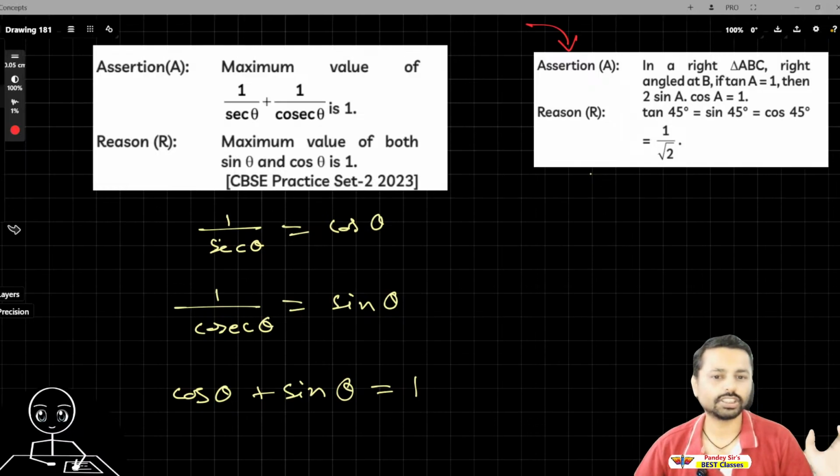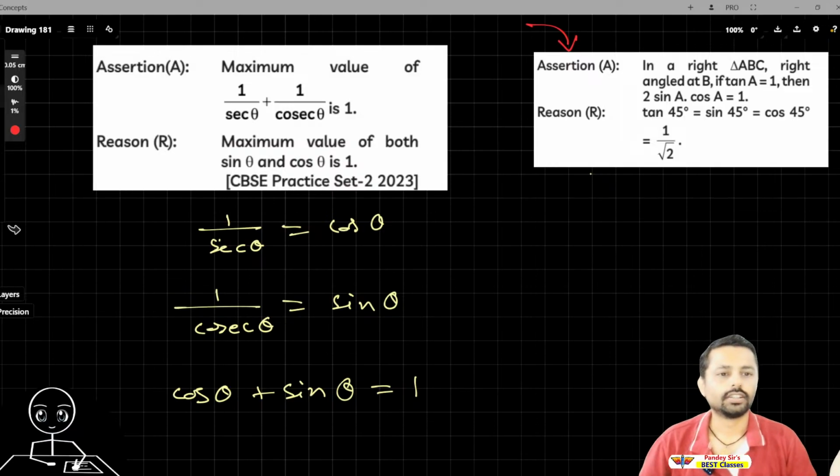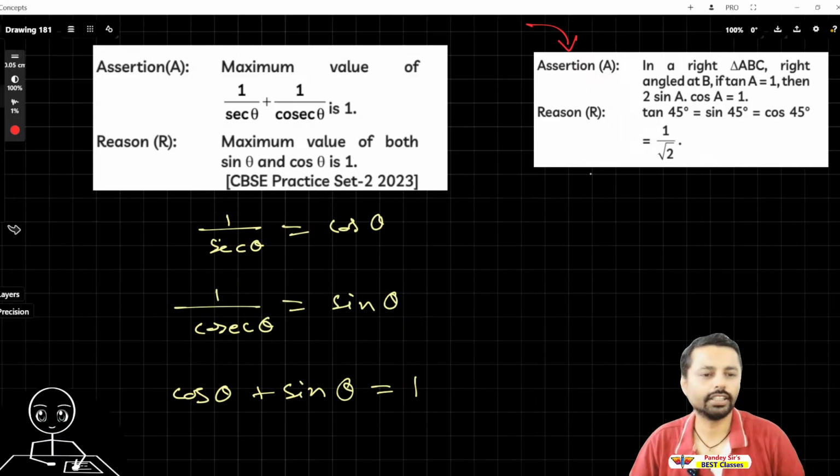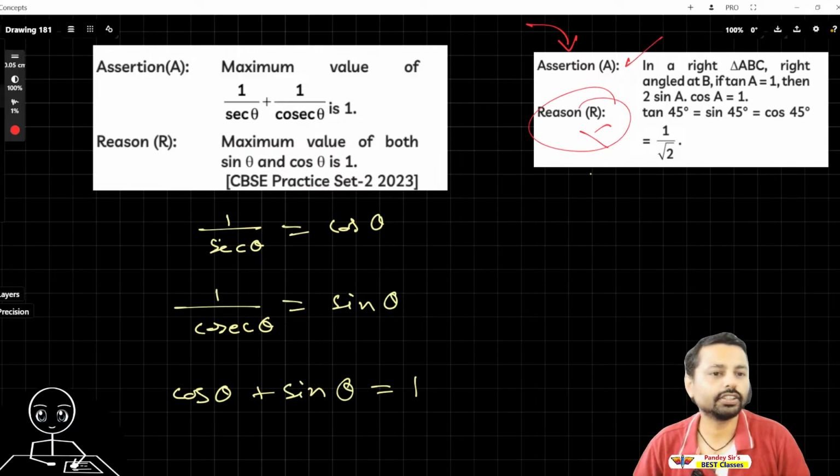Tell me about this question. Assertion and reason, are they true or not? I will tell the solution for this one. If tan A equal to 1, then 2 sin A cos A equal to 1, they have given. And a reason they have given. So the answer is: assertion is correct, but reason is not correct. I am going to tell how.